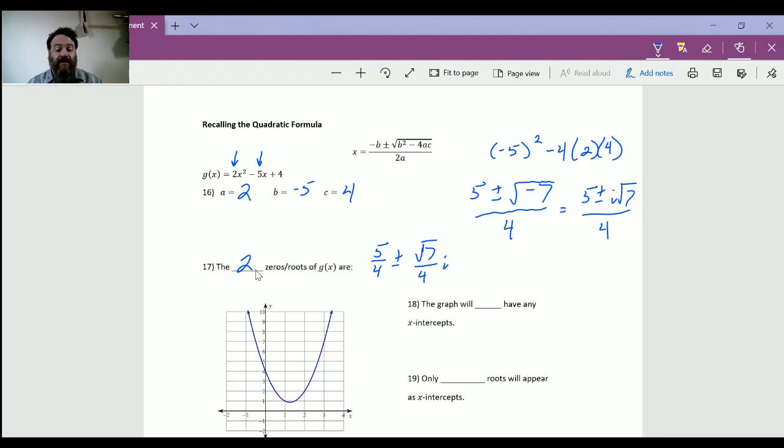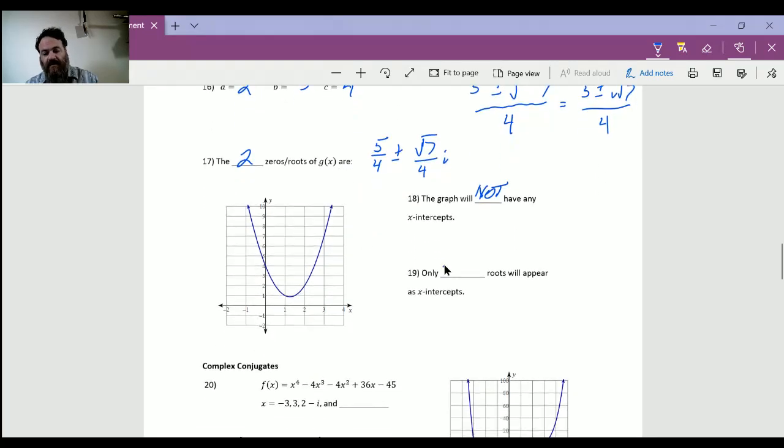If you remember from the previous unit, that means that the graph will not have any x-intercepts, because only real roots will appear as x-intercepts. We had that in one of our previous units when we were doing this in Unit 1. But here's the graph of that very equation. Notice it does not touch the x-axis at all. You can imagine that it does, but it doesn't in the real world. So we just kind of move on from there.